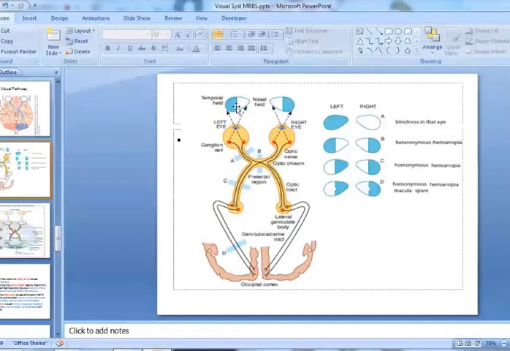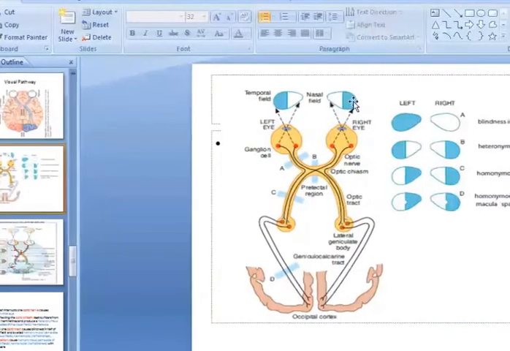Now if you look here, this is the nasal side and this is the temporal side. This is the nasal side and the temporal side. For this visual field, the information from the temporal side comes to the nasal side. So this is going on.